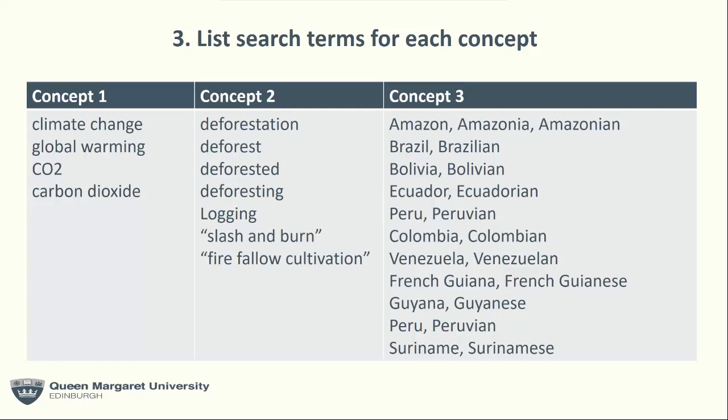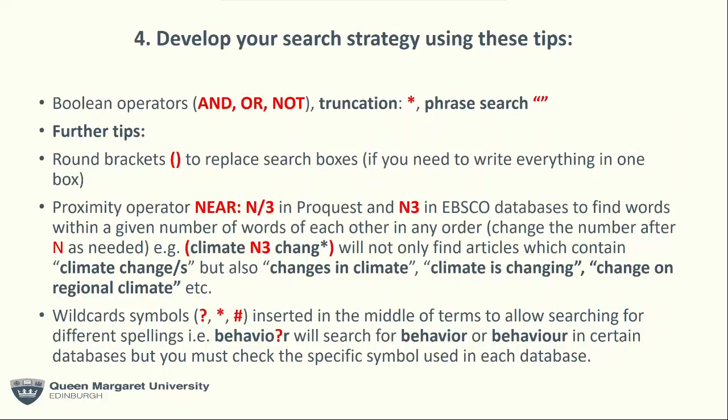In this case, I also listed the countries in which the Amazon forest is found. In-depth explanation on how to develop lists was given in part 1 of this video series. Remember the use of truncation, phrase search, and Boolean operators and, or, and not, from part 1, which we will be using again. In addition, we have a number of new search tips.